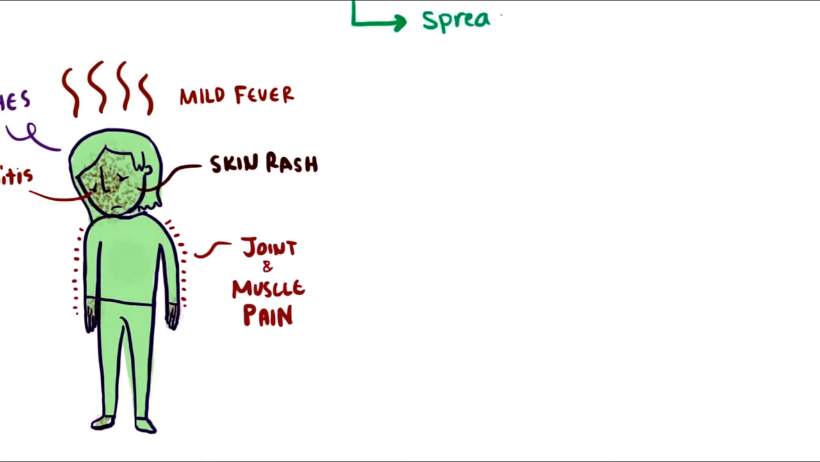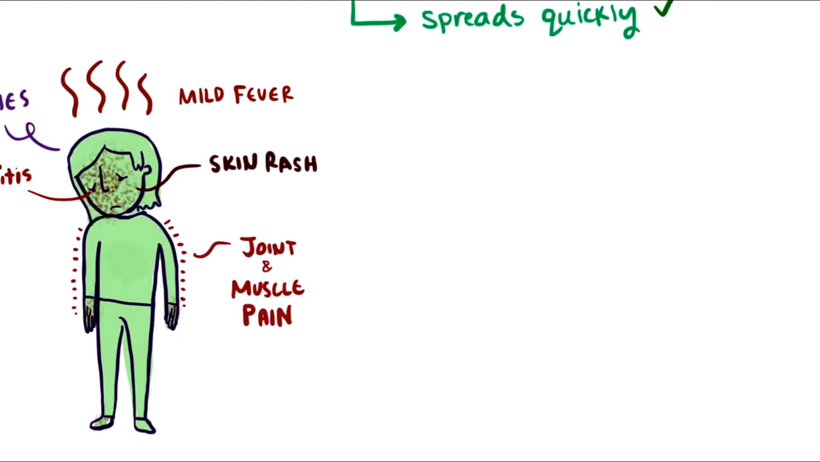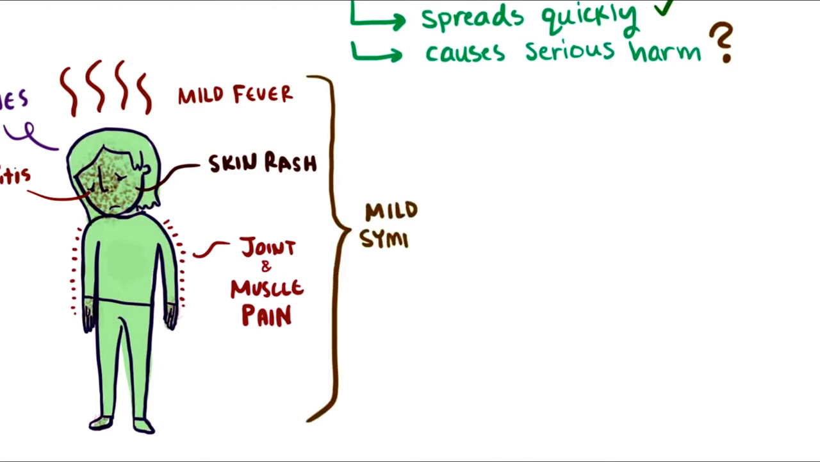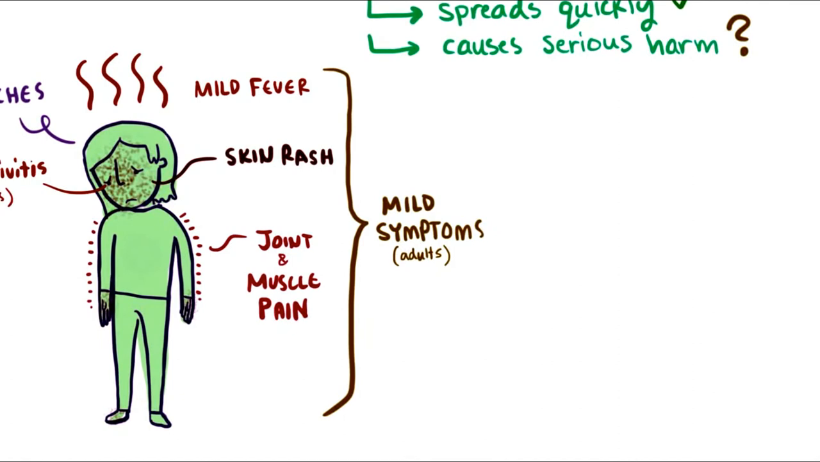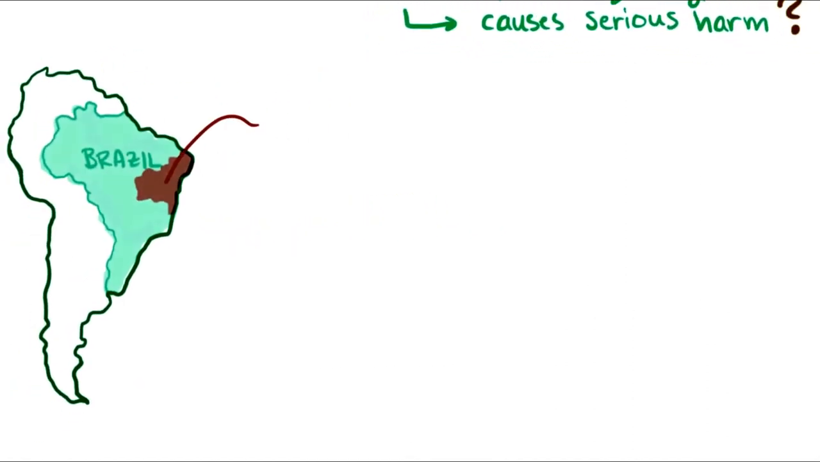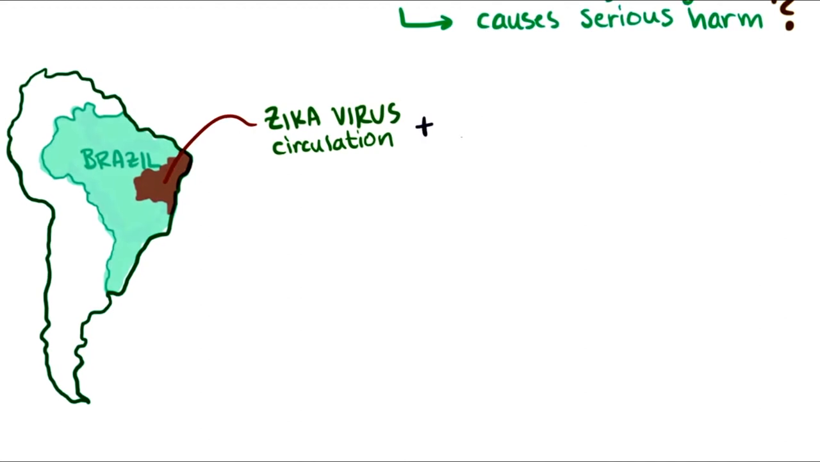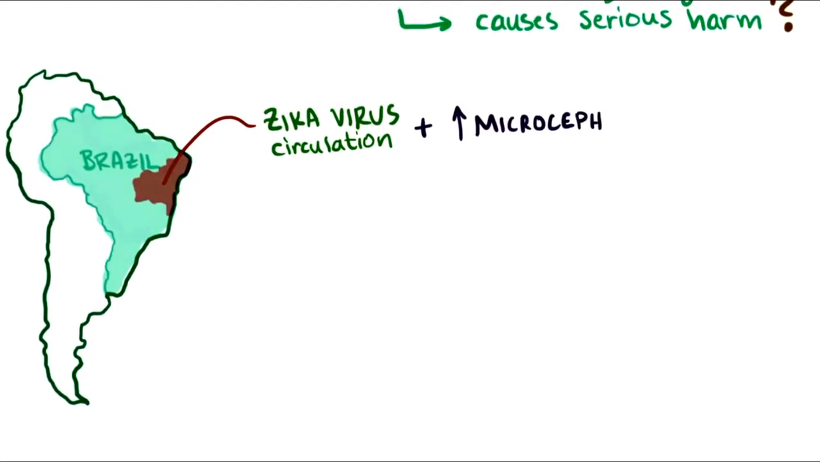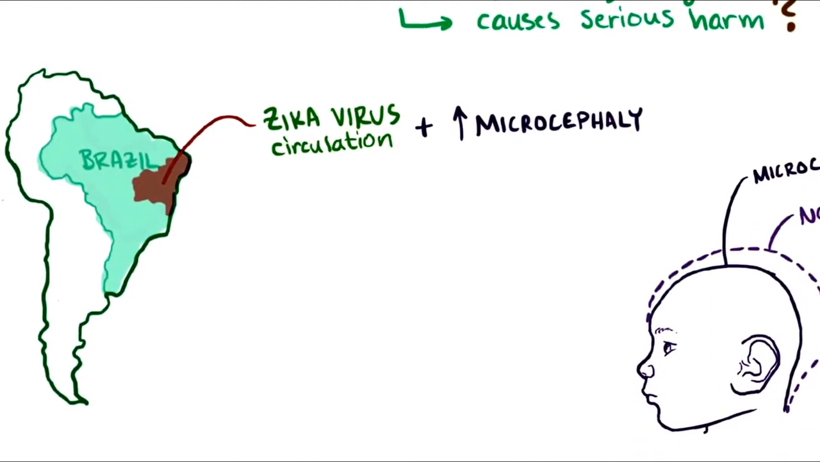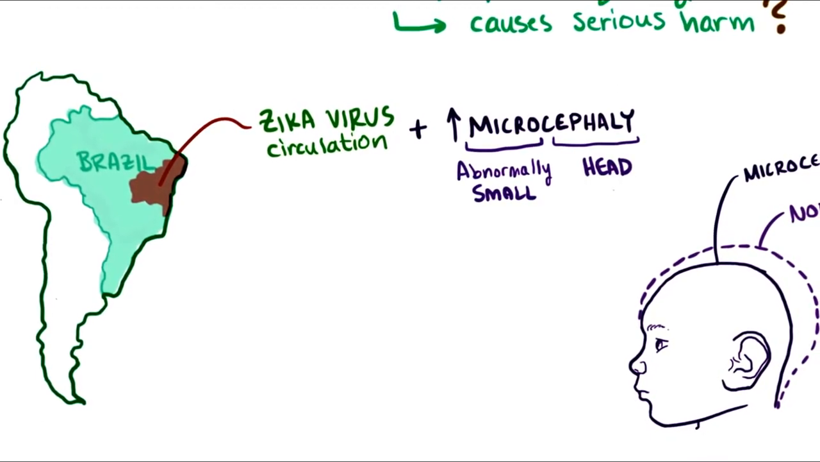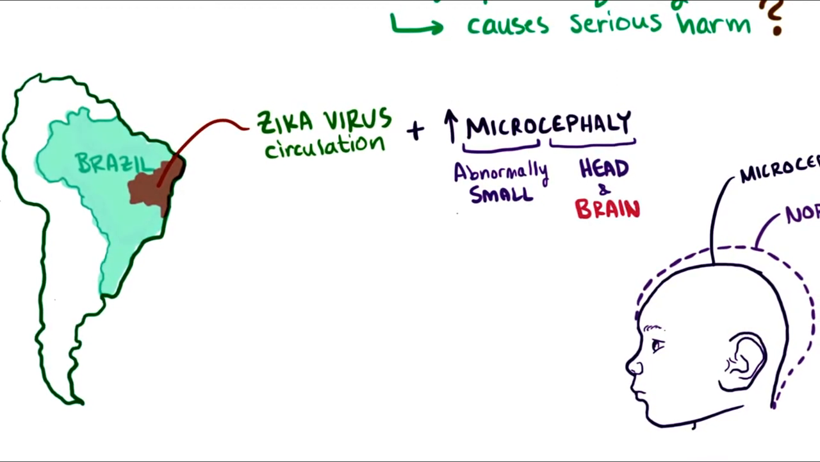Okay, so we've hit the spreads quickly part, which really matters most in places with a lot of mosquitoes. But what about the causes serious harm part? Well, although it causes mild symptoms in adults, there's more to the story. In October 2015, in areas of Brazil where Zika virus has been circulated quite a bit, public health officials noticed a significant increase in babies born with microcephaly, which is when a child is born with an abnormally small head and therefore abnormally small brain size.